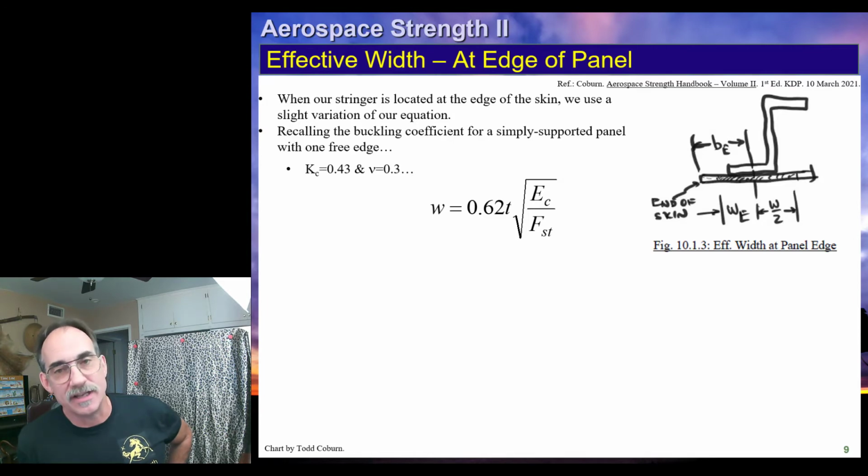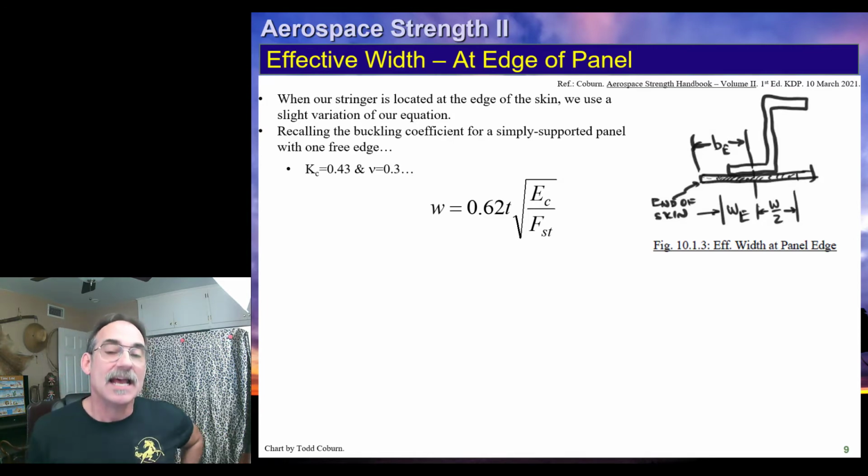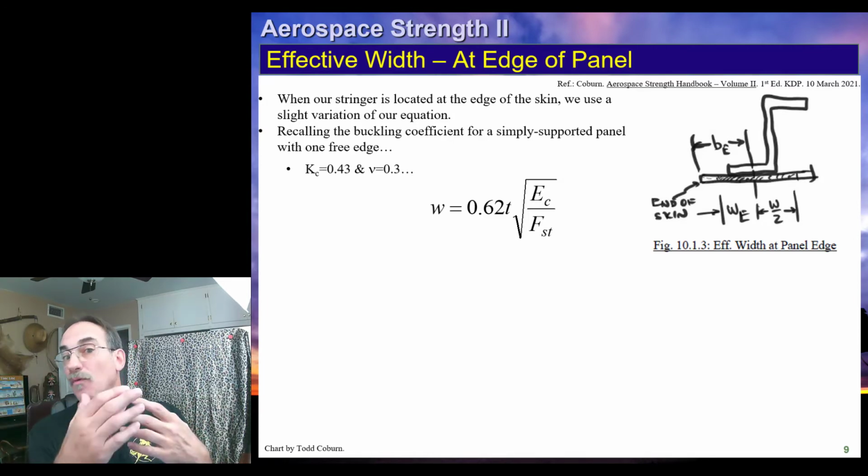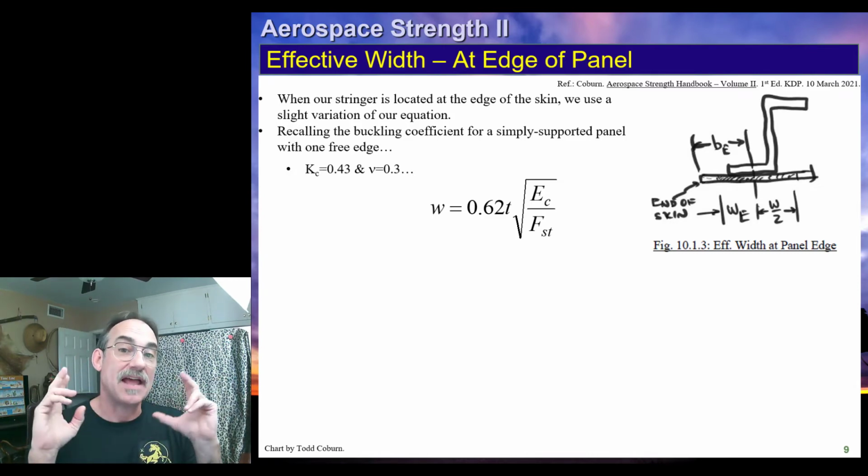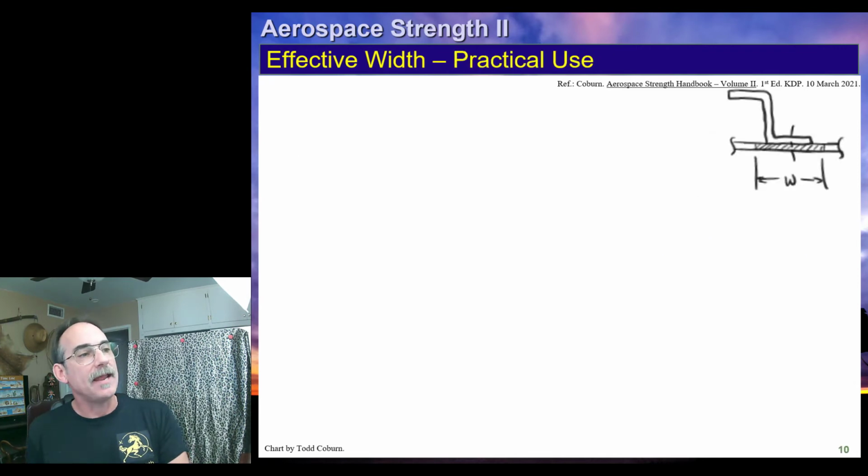And I'm using the nomenclature FST as just an approximate number of whatever that stringer is good for, rather than the FCR, which had the idea of panel buckling. Okay? All right, so let's see how we can use this.